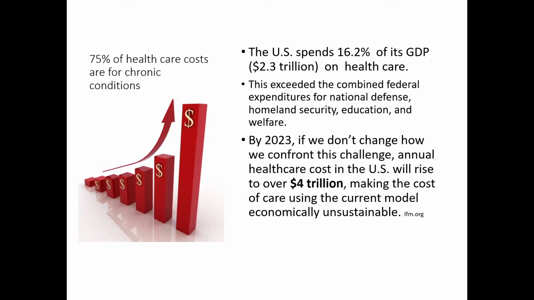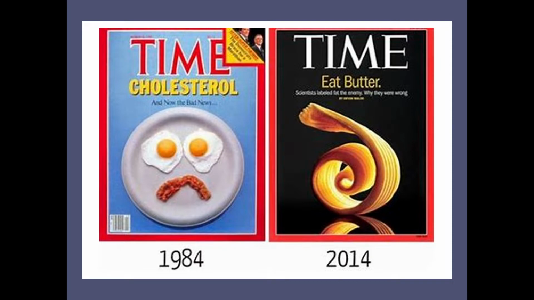What is possibly going to happen in the future? Well, if by 2023 we don't change how we confront this challenge, the chronic health disease challenge, the annual healthcare cost in the U.S. could rise to about $4 trillion. That's from 2.3 to about 4 trillion. That's almost doubling in the next 4 or 5 years, making the cost of care under the current model literally unsustainable.